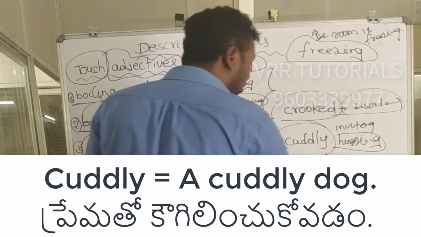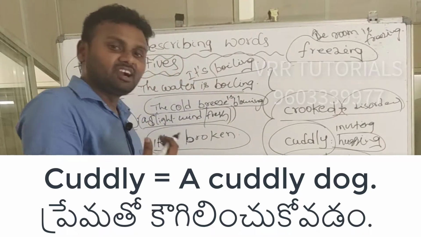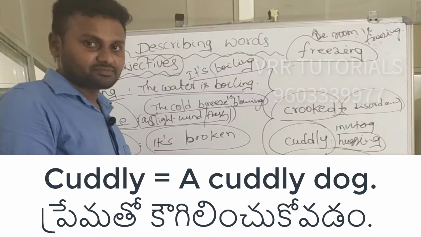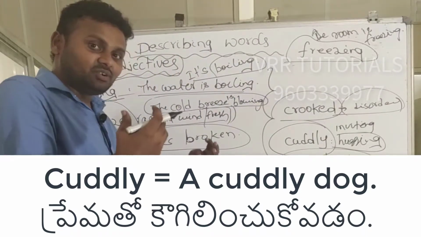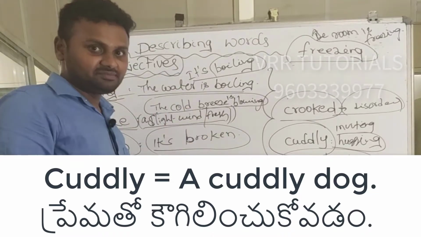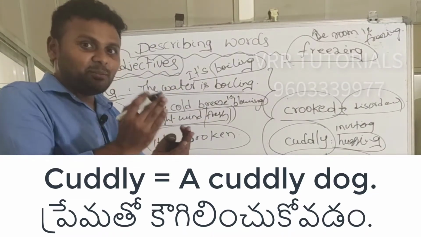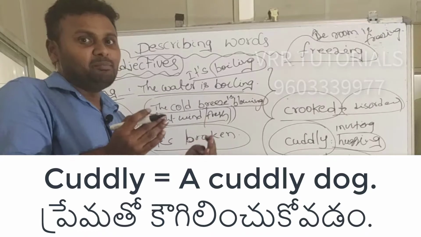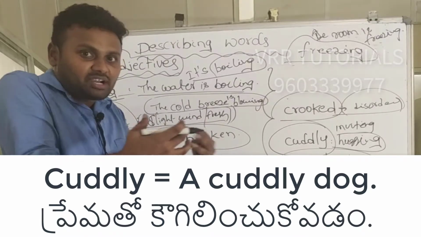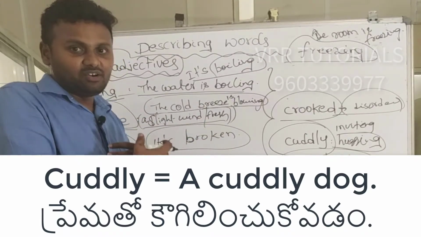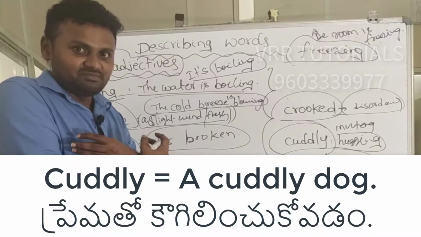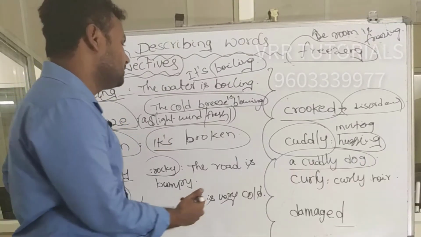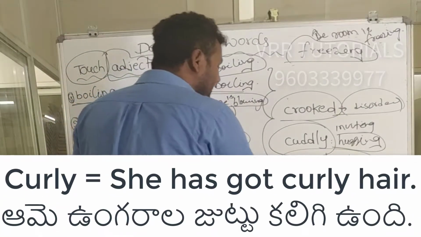A cuddly dog, you can say that. Sometimes you say cuddly baby. Sometimes you have baby girls or baby boys. What you do? You cuddle. Chala daggaraga cheskuntam, right? So cuddly means that.